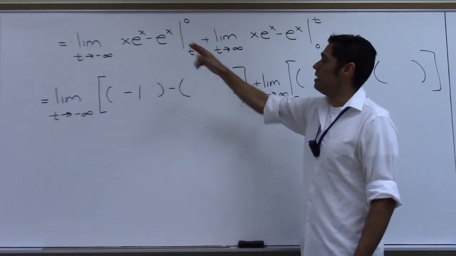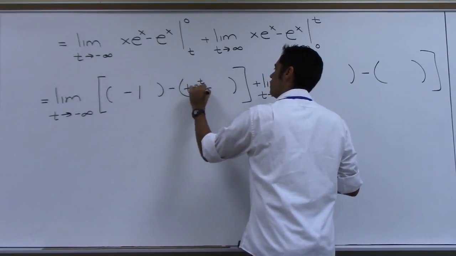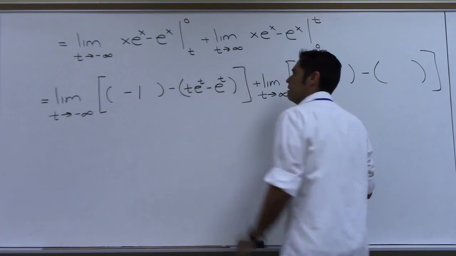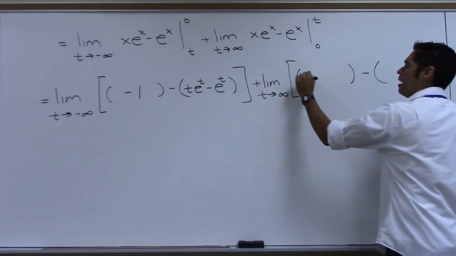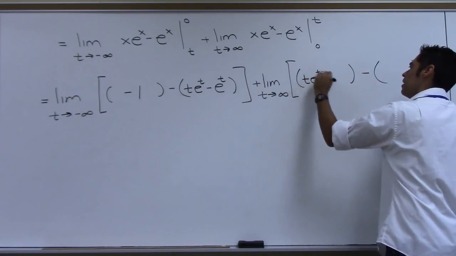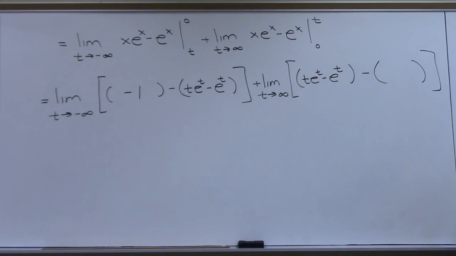Now I plug t in. So I get t, e to the t, minus e to the t. Over here, I plug in t. I get t e to the t minus e to the t. And then when I plug in 0, again, I get negative 1, right?